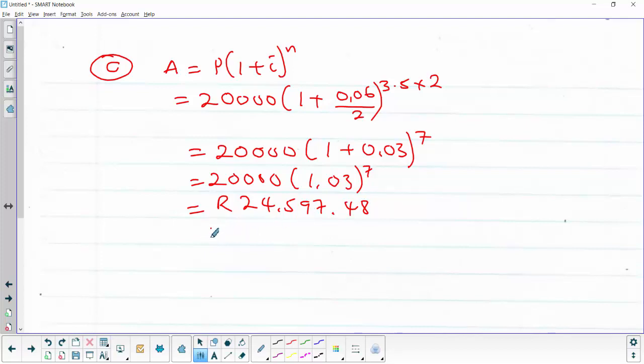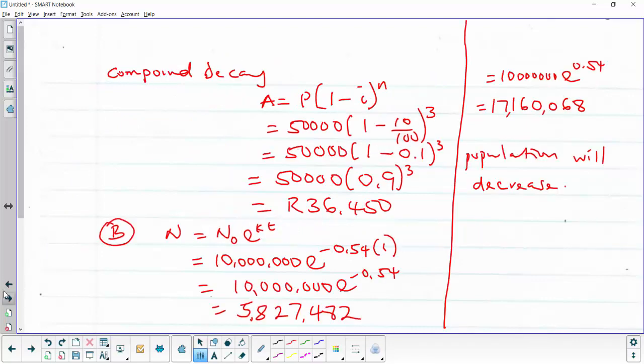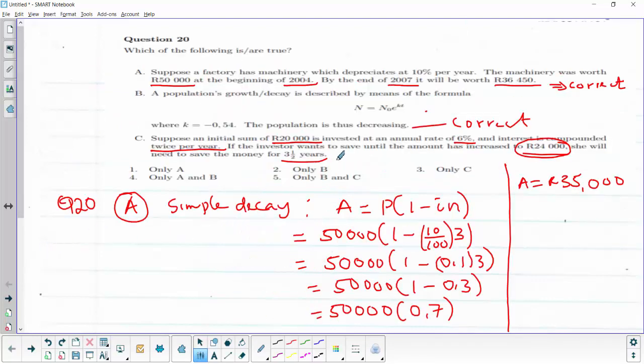And from our question here, we have 24,000. So therefore 24,597.48 is not equal to 24,000. They are not equal. So automatically statement C is wrong. This statement is incorrect. So we have A and B as the correct statements. So our answer for question 20 is going to be 4. So that is the answer for question 20.